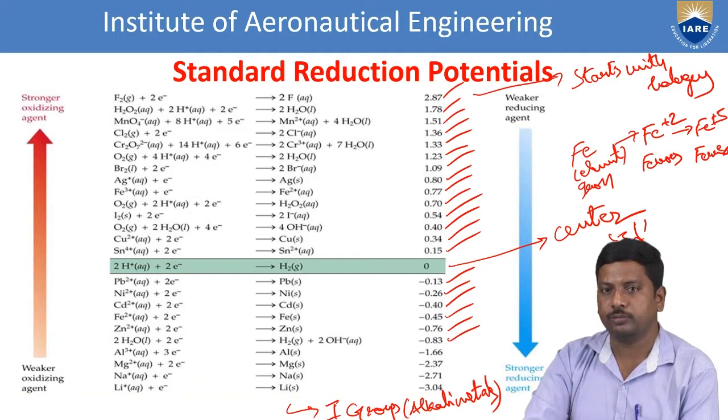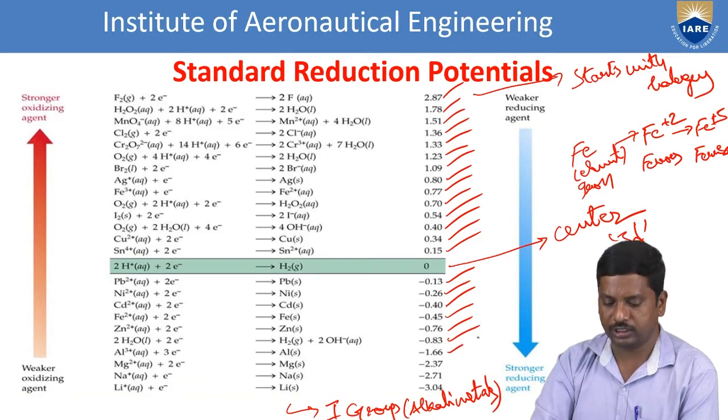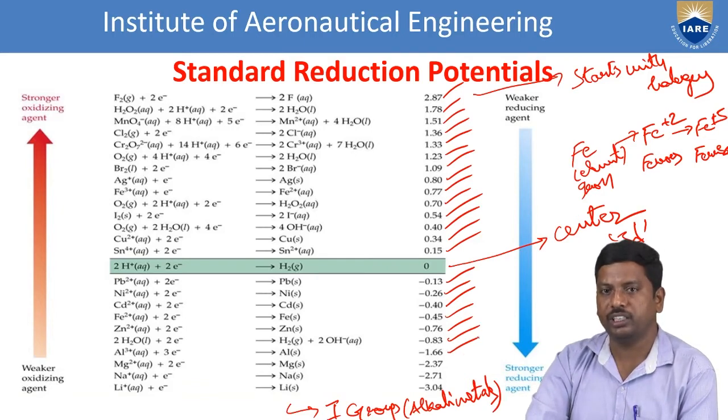And aluminum, nothing but a third group element, undergoes reduction with 3 electrons to get aluminum solid, and the couple potential is minus 1.66 volts. And magnesium, nothing but a second group element, alkaline earth metals, undergoes reduction with 2 electrons to get magnesium solid, minus 2.37 volts.